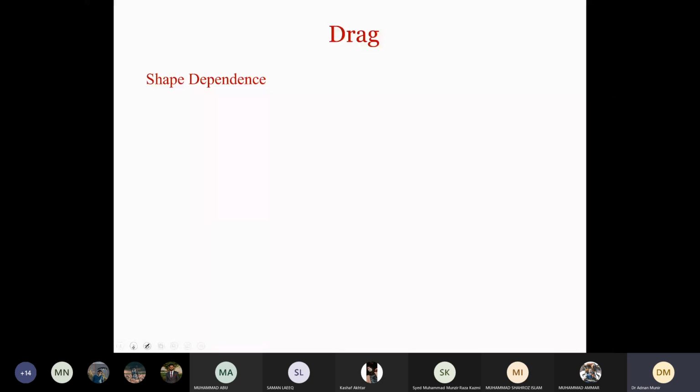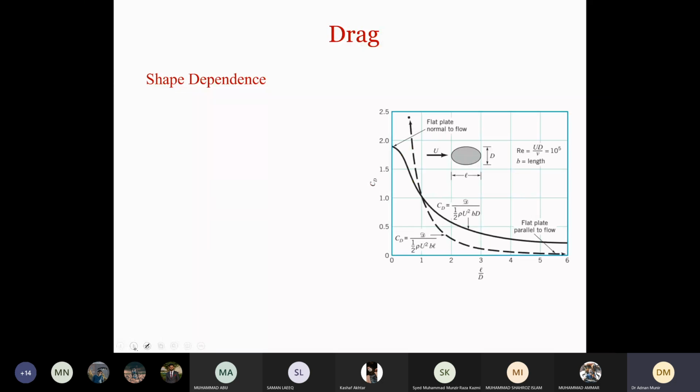Now we'll quickly see the dependence of drag. I'll not spend a lot of time on this. Drag is dependent on a lot of parameters. Some of the parameters are shape dependence. Now you can clearly see here that we have three cases.